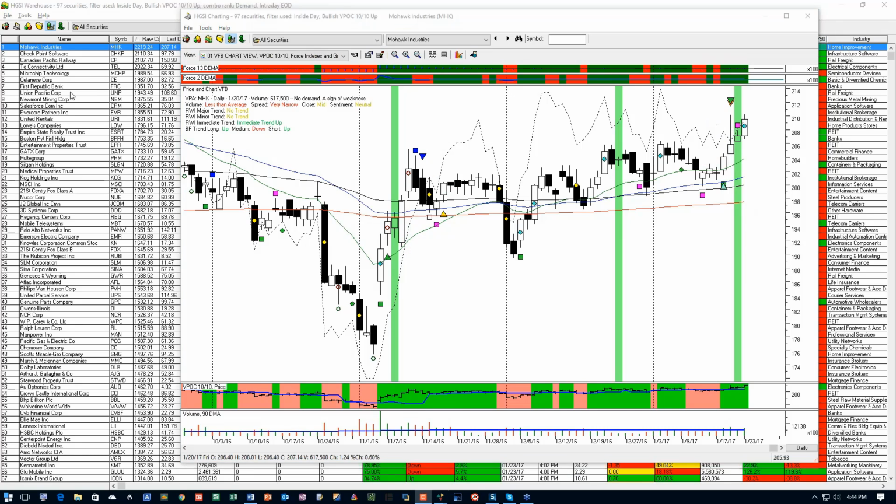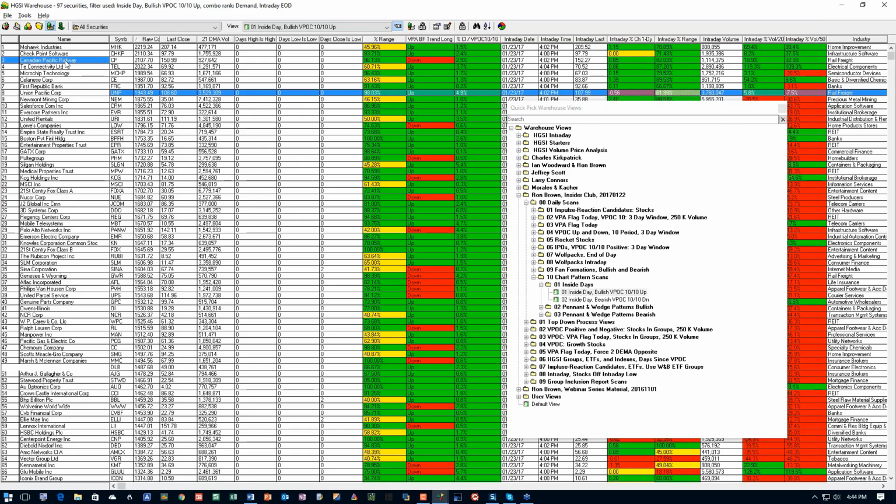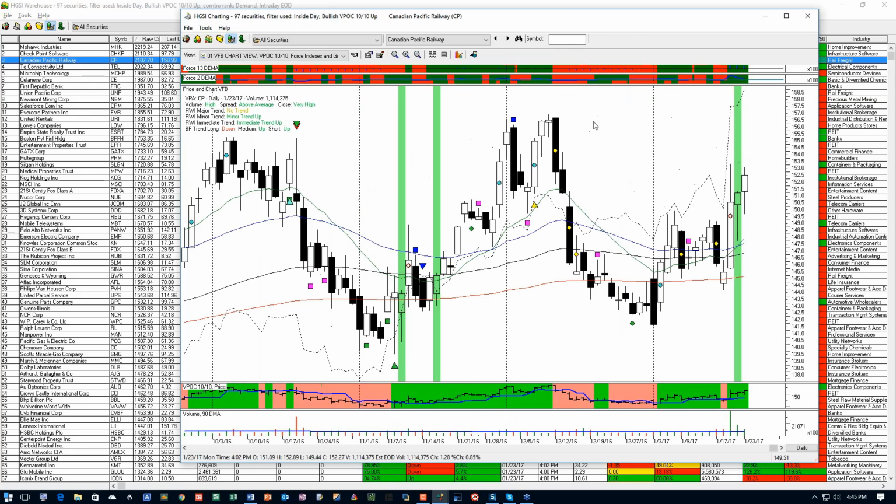How about Canadian Pacific Railroad? Here was an inside day on Friday. Buy points just above that. Your stop would be clear down here below the low of the inside day.